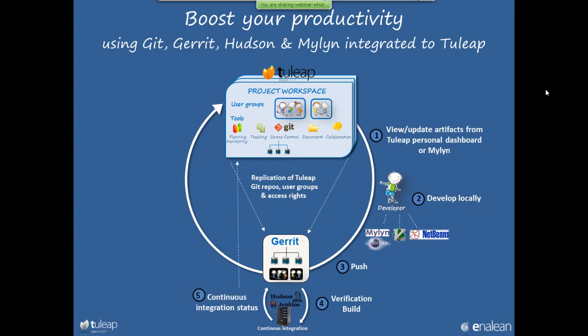Then continuous integration will give a status both on your project workspace or on your personal dashboard, but also on the Gerrit dashboard. After that, code review can begin. It's another person, most of the time, who will carry out the code review. And then, when everything is okay, the merge is done in the Tuleap workspace.